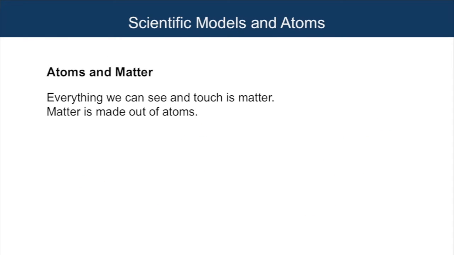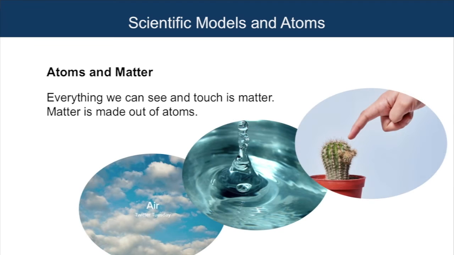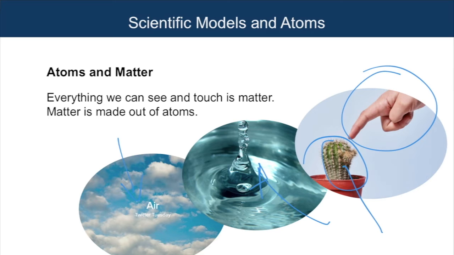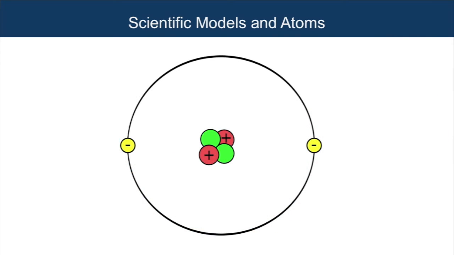Scientific models also help us understand concepts such as atoms. The air is made out of atoms. Water is made out of atoms. Plants are made out of atoms. We are made out of atoms. And here we have one of the models used to represent atoms.